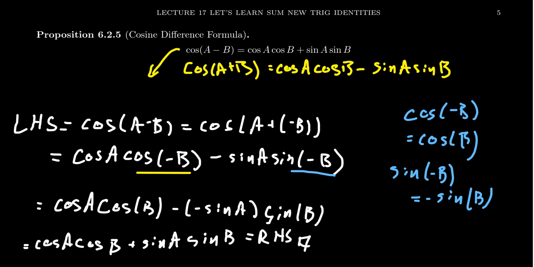And so with this identity in hand, I'll now leave it up to you to compute cosine of 15 degrees. It's going to look a lot like cosine of 75 degrees, but there's a very important difference. Take a look at it right now.